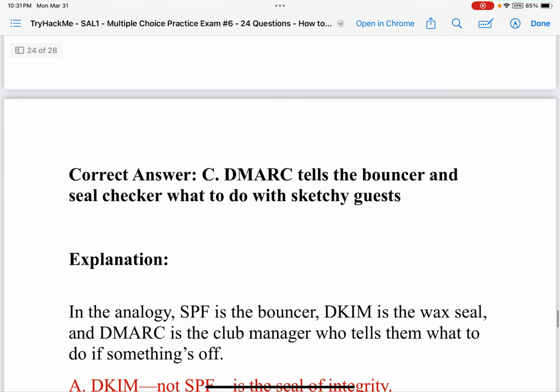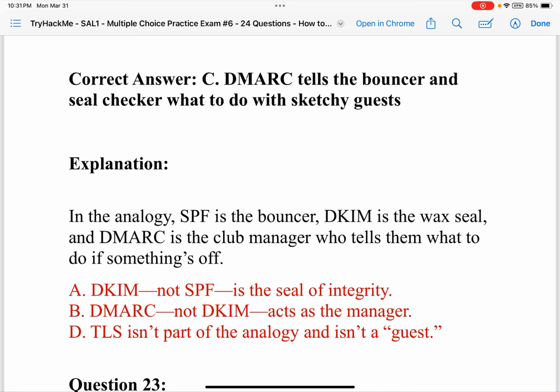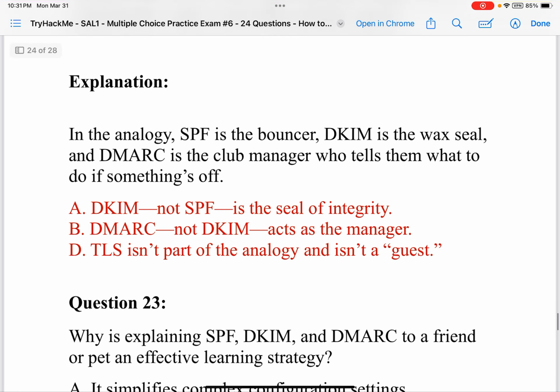Explanation. In the analogy, SPF is the bouncer, DKIM is the wax seal, and DMARC is the club manager who tells them what to do if something is off. And there's the red text. We know what to do with the red text. Pause the video and read over why they're incorrect. Question number 23.